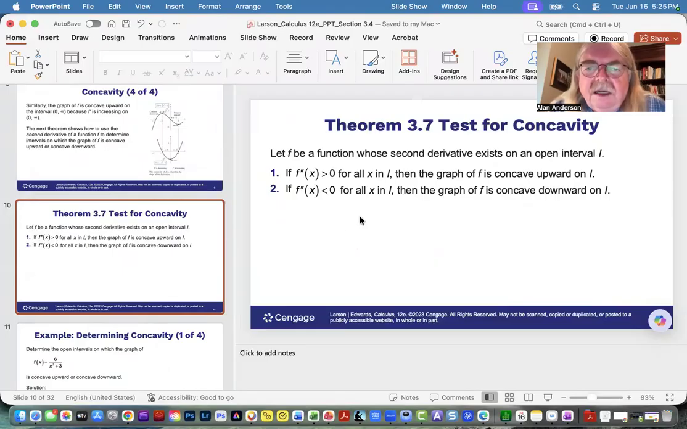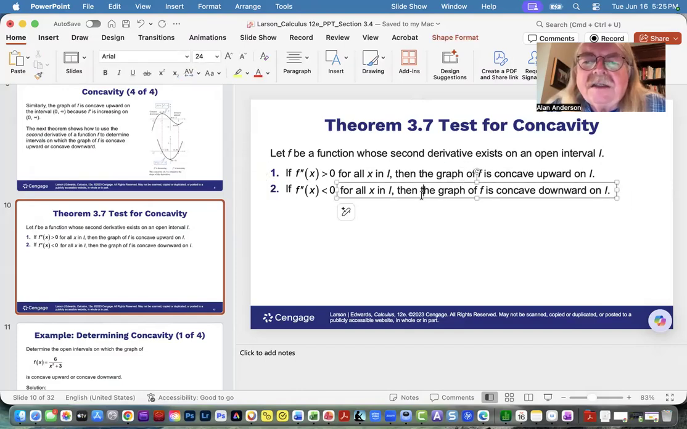Now here, this is the test for concavity. How do I identify it with the second derivative? It's pretty straightforward. If we find that the second derivative is positive everywhere in that interval, then the function is concave up in that interval. If it's negative, then the graph is concave down over that interval. Okay, so it's a very straightforward idea.